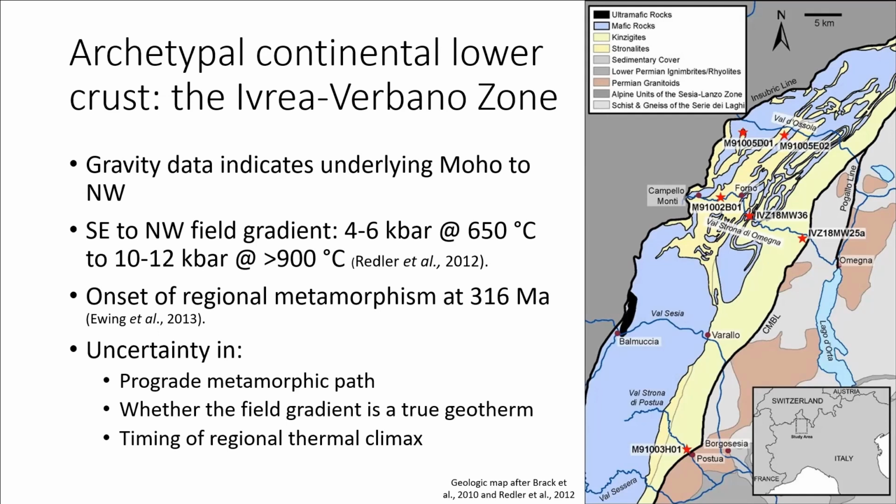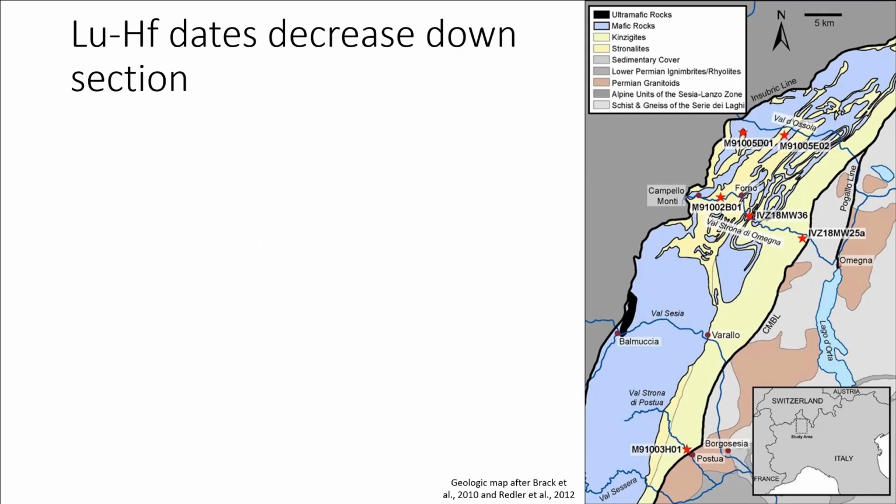So to investigate this, we did a lutetium-hafnium geochronology study from 6 metapelitic samples that span the structural depths of the section, and those sample locations are marked with red stars on the map. We chose garnet lutetium-hafnium because of its high closure temperature and also the ubiquitousness of garnet throughout the section. So first, I'm just going to describe the lutetium-hafnium dataset that we have.